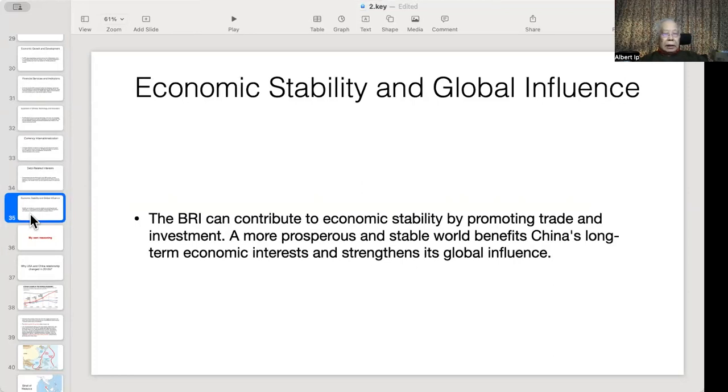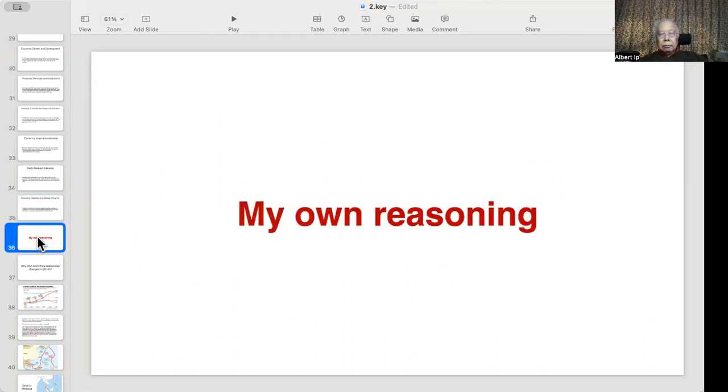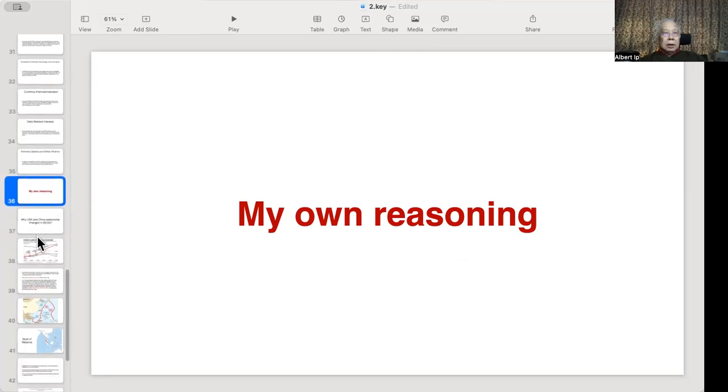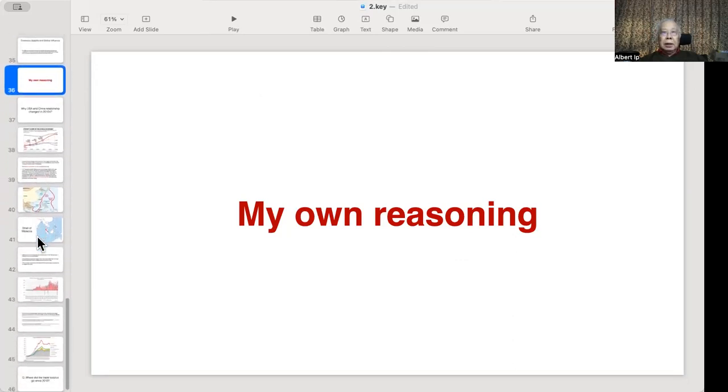Finally, again, going back to the political reasoning, we come up also with the economic and stability usual and the global influence. So this is almost the same. Okay, so we have looked at the reasoning from AI from the Western point of view. So what is my own reasoning? So from here onwards, it will be Albert's talk, my thinking.